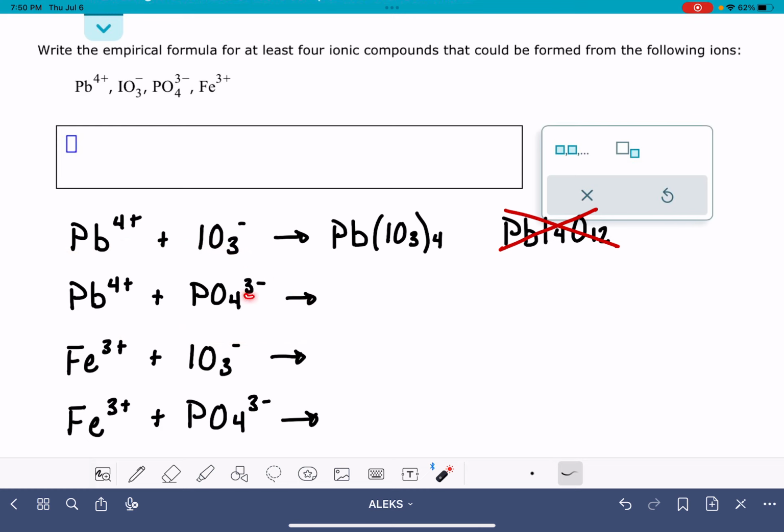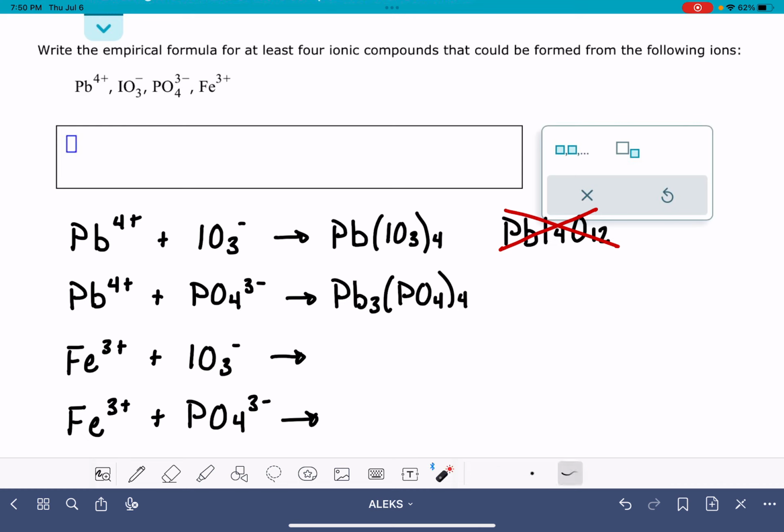Remember the charge of the PO4 3- ion, that's the quantity of lead that we need. So that's going to be Pb3. And the charge on the lead, that's the amount of phosphate that we need. Put that in parentheses, PO4. And then the 4 goes on the outside of that. Let's take a look at our next one.